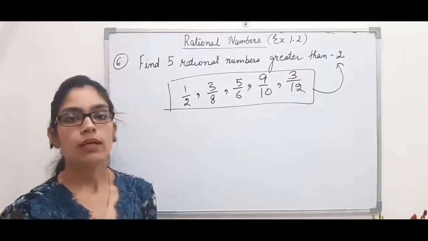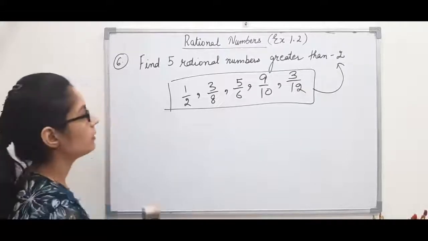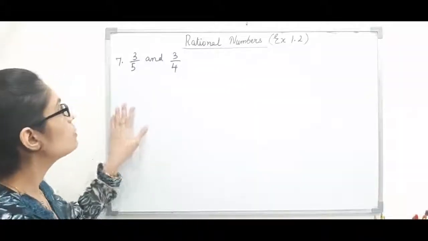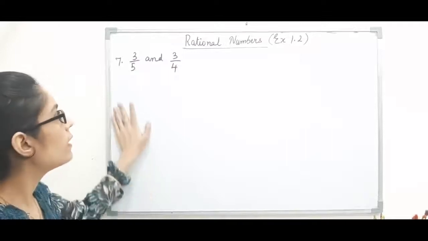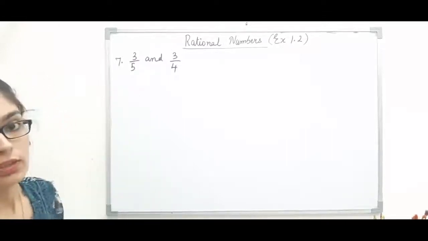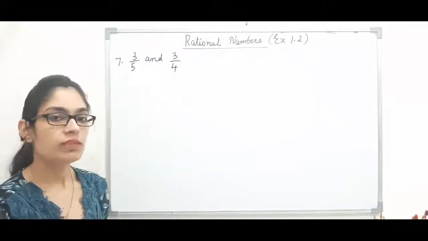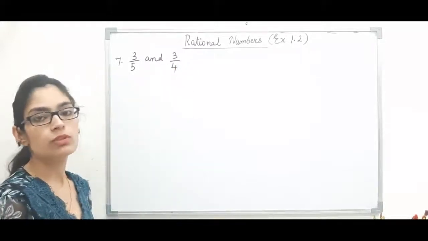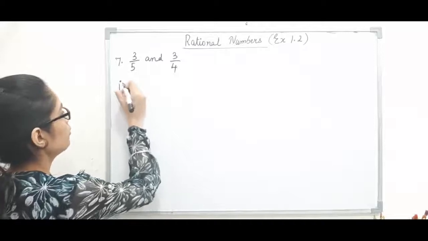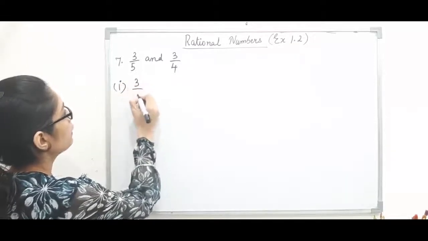Now let's do the last sum of this exercise. This is the last question of this exercise, and here we have to find 10 rational numbers between 3 by 5 and 3 by 4. So we will start in the same way which we have followed in question number 5. First of all, we'll write these numbers in this way.